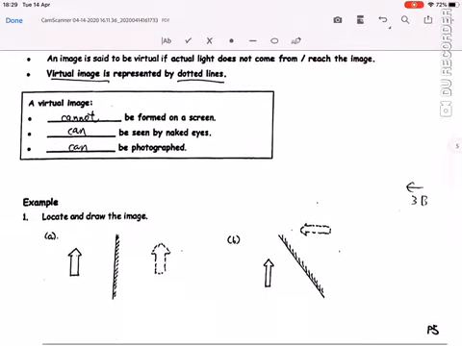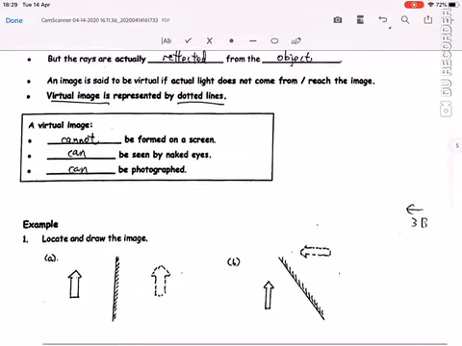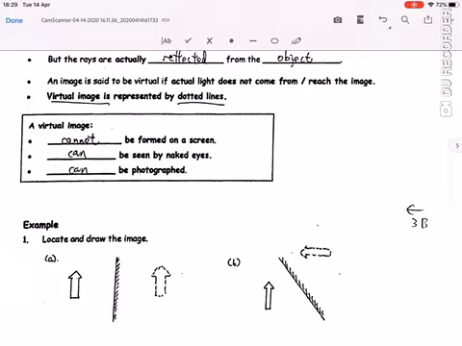Now in here, it mentioned that the virtual image is represented by the dotted line. So in here, we will be drawing in the dotted line as the virtual image. There are some things you need to be aware of. For example, the first one, the virtual image cannot be formed on a screen. So the screen by itself will not do anything.